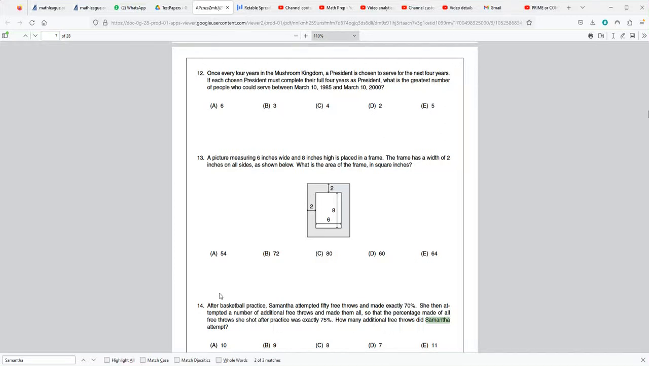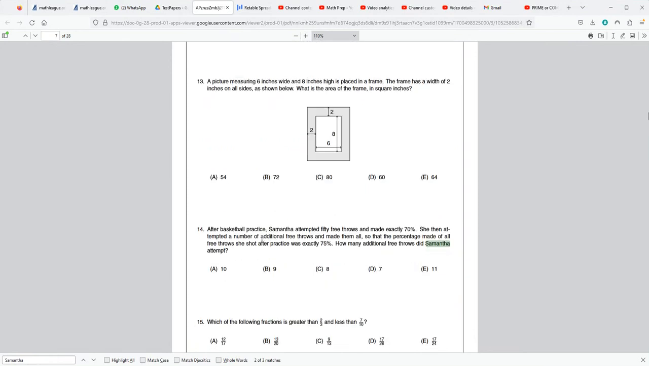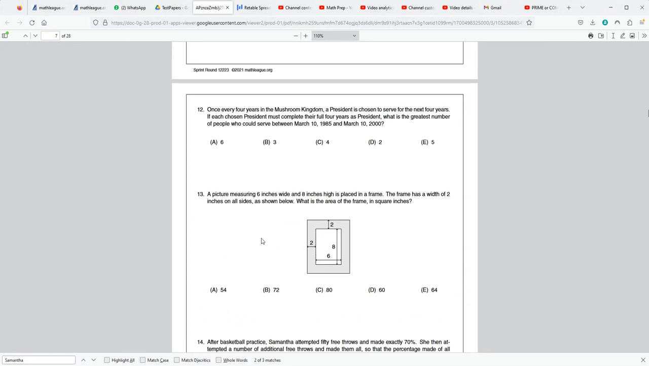Okay, let's go to our next problem from 12 to 15 in this series. The 12th question is: once every 4 years in the Mushroom Kingdom, a president is chosen to serve for the next 4 years. If each chosen president must complete their whole 4 years as president, what is the greatest number of people who could serve between March 10, 1985 and March 10, 2000?